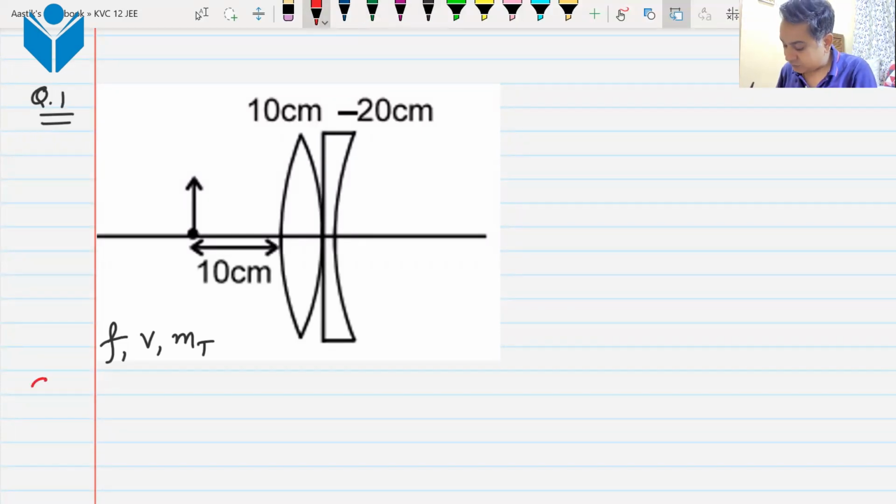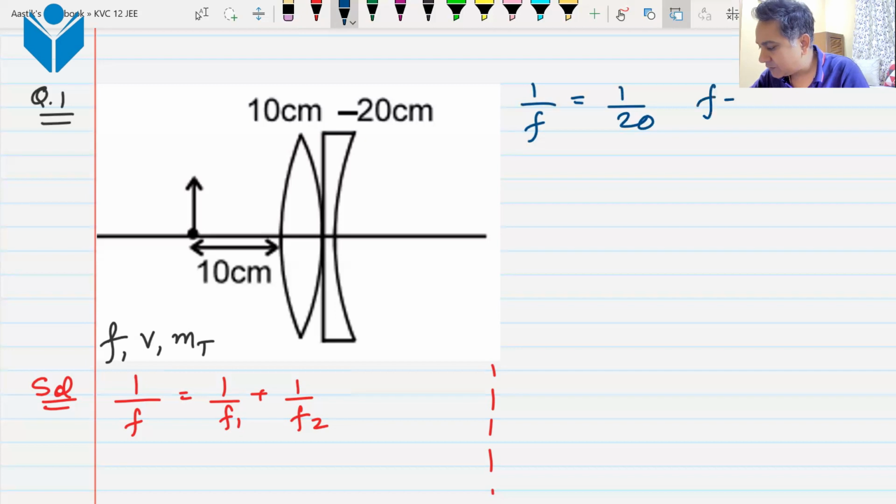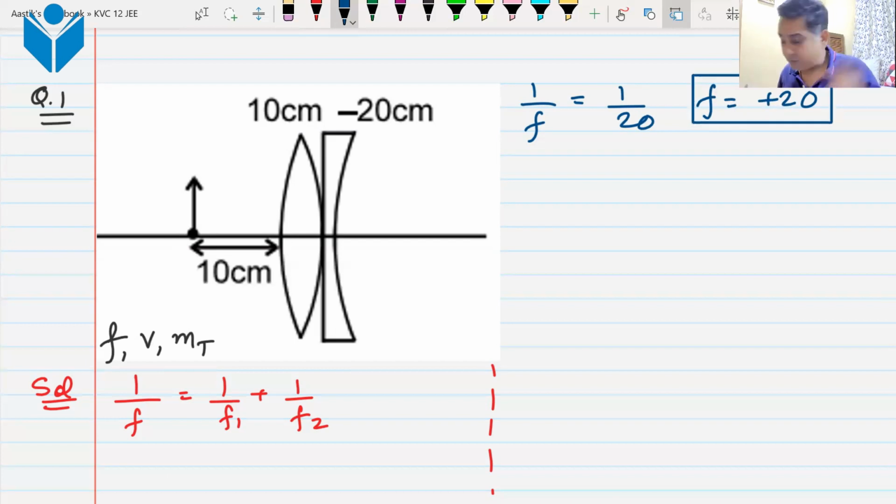Now let me solve it and get the answer. How are we going to solve it? Solution. First of all, I'll put the formula 1 by F is equal to 1 by F1 plus 1 by F2, and I will get the focal length of the combination. What is the focal length of the combination I am getting? 1 by F is equal to, how much? 1 by 20 plus 1 by 20. That means it becomes a convex lens straight away. That is my first step. Done first step. We move on to the second step.